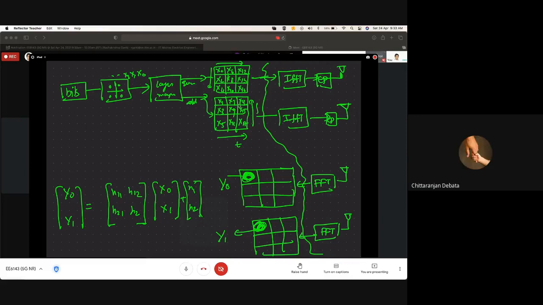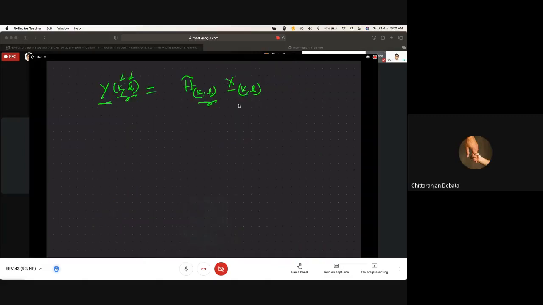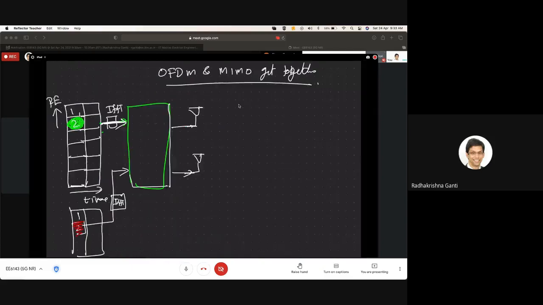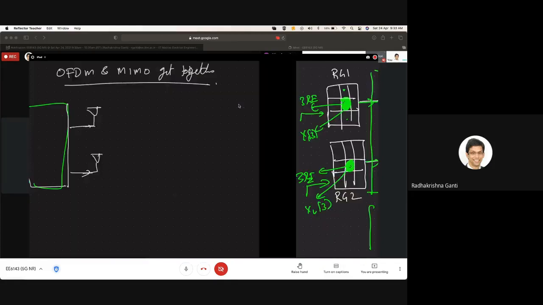Sir, what is the significance of the pre-coder? Because it is simply a multiplication factor, so what exactly is the pre-coder? Okay, till now you are taking simple examples where there are 2 antennas, 3 antennas.